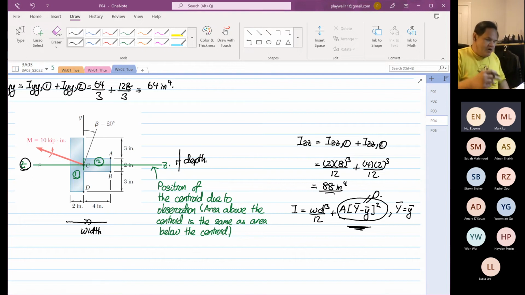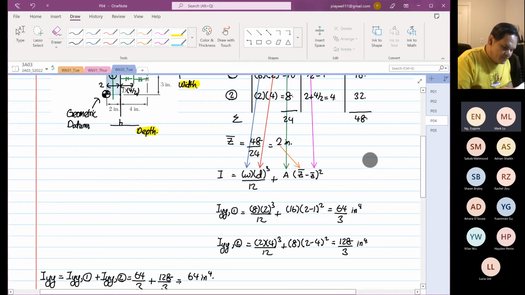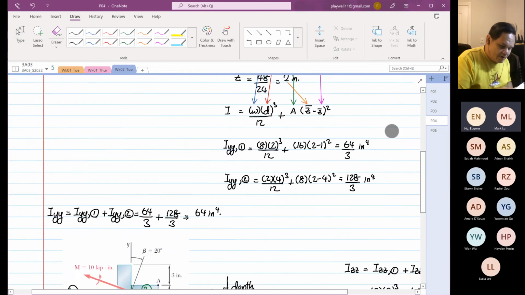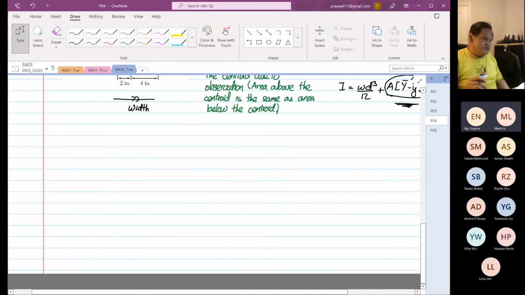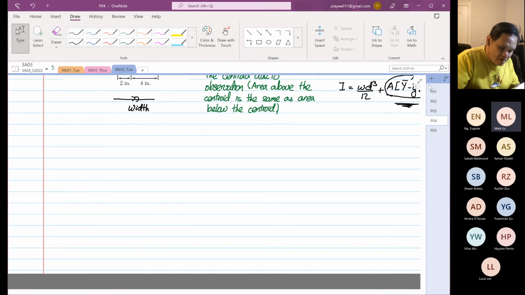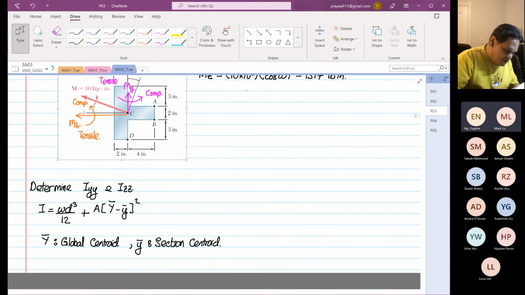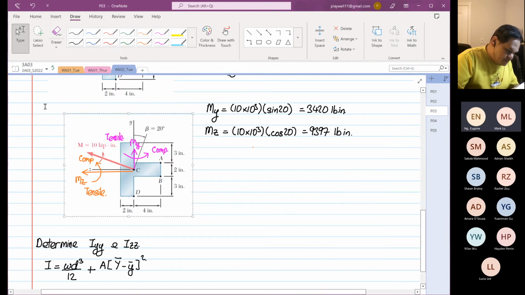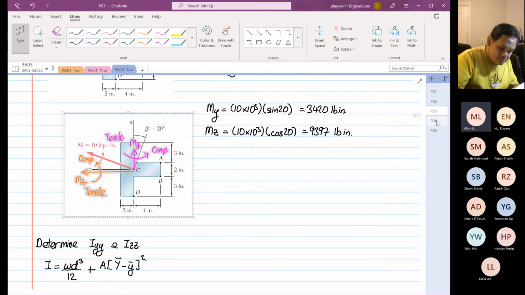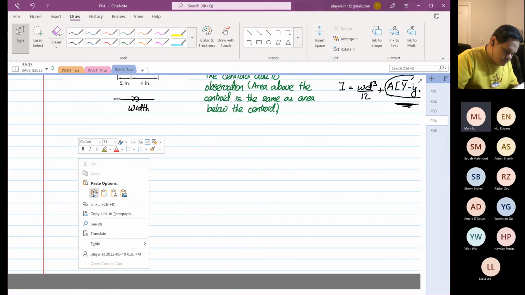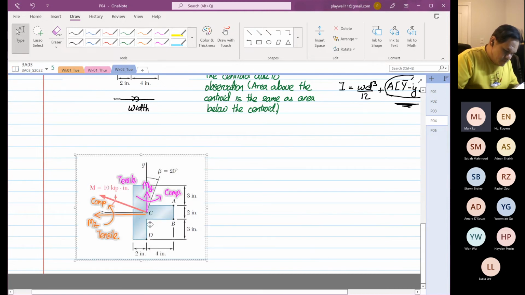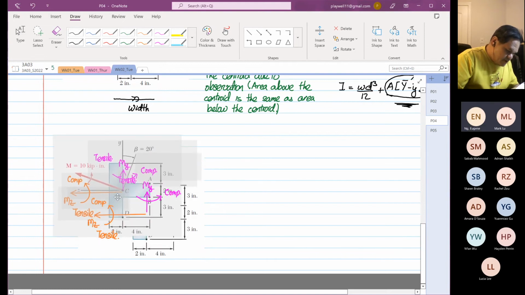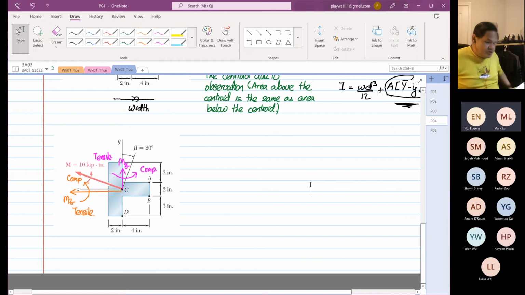Okay. So now we have all the information ready. We know our IYY, and we also know our IZZ. Okay. So the next thing is just to find our stress distribution. Okay. So to do that, I'm going to take this diagram. Now, this diagram is really important now, because this diagram is going to tell us tensile or compression.